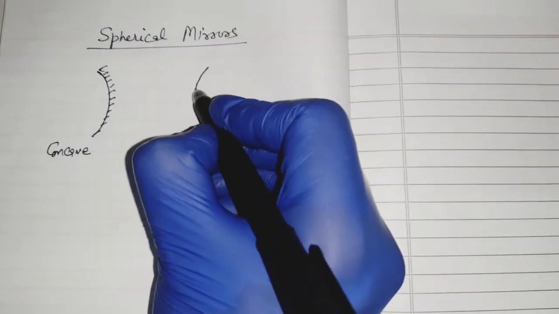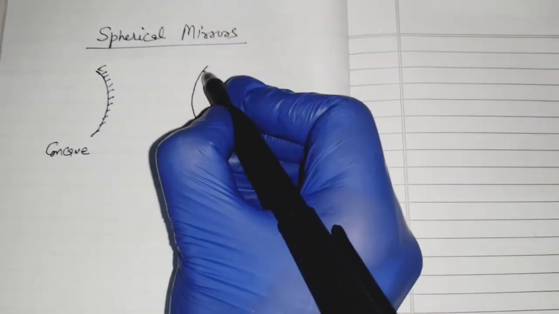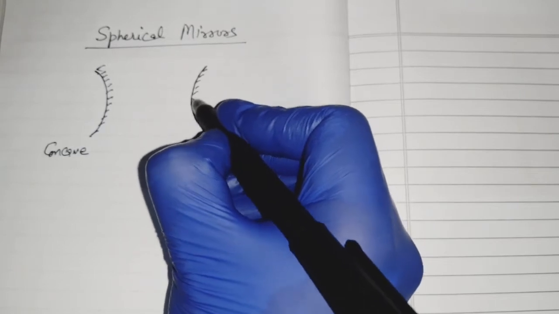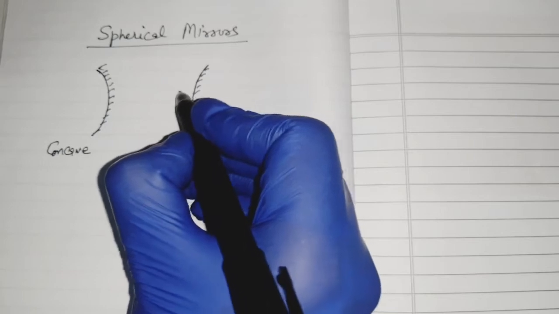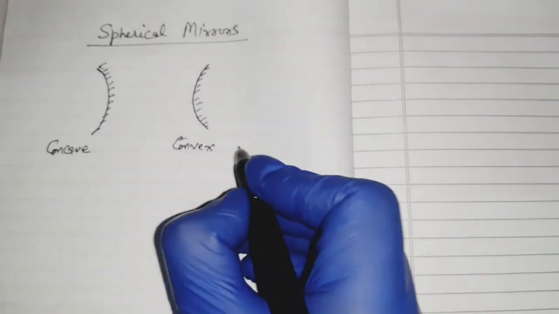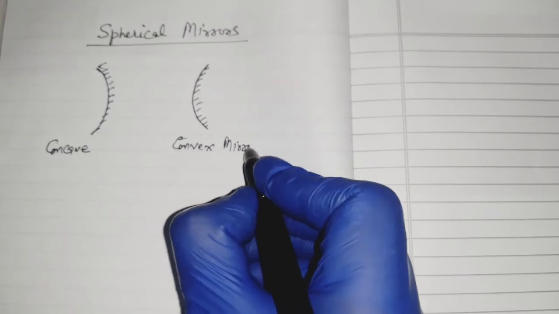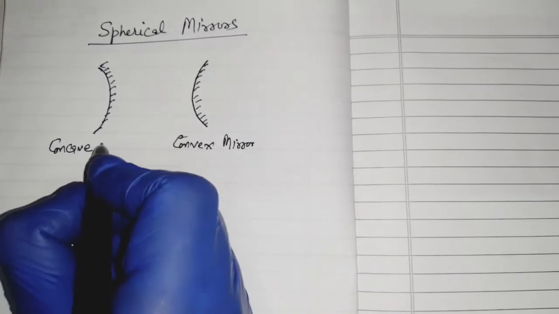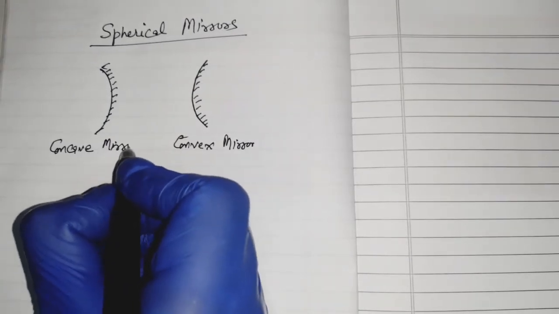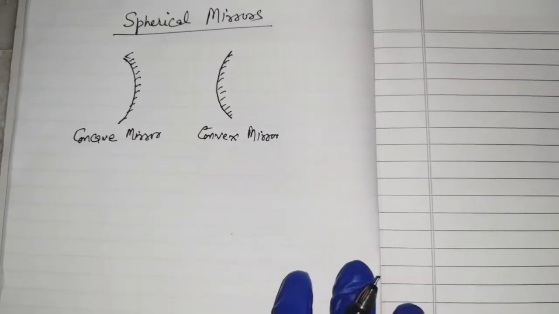Such types of mirrors are called concave mirrors. On the other hand, if the concave side is the painted one and the reflection occurs from the convex side, like this side, such types of mirrors are called convex mirrors. Simply, you can write convex mirror or convex spherical mirror. Here, you can write concave mirror.